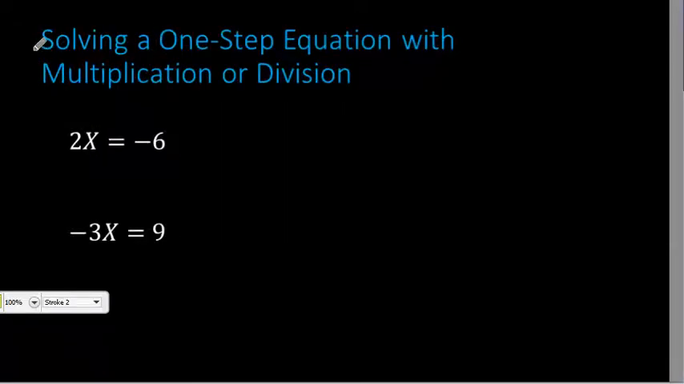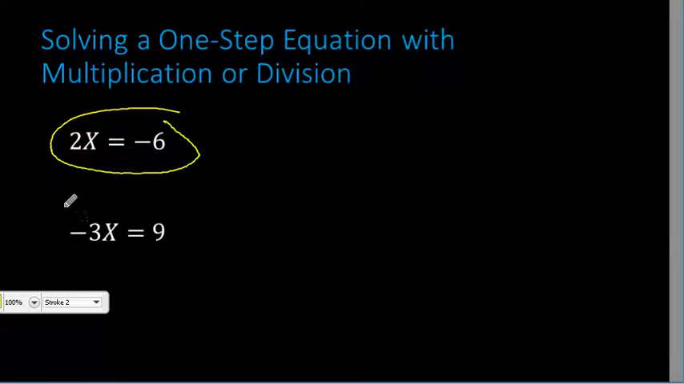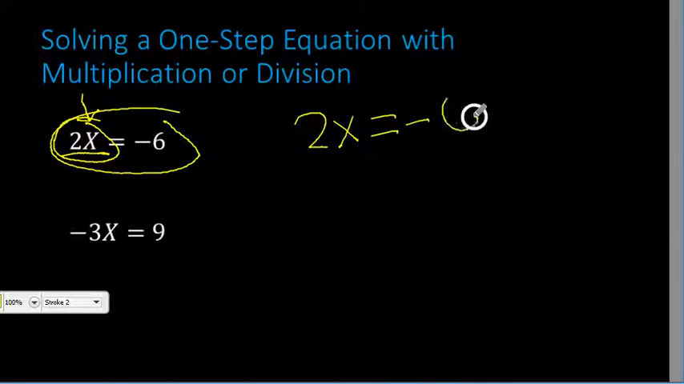Okay, so solving a one-step equation with multiplication or division. We have this equation right here, and this equation reads 2 times x equals negative 6. Remember, whenever there is a number right next to a variable, that is implied multiplication. And it's really, really important that whenever you see a term like this, that you say this is 2 times x.